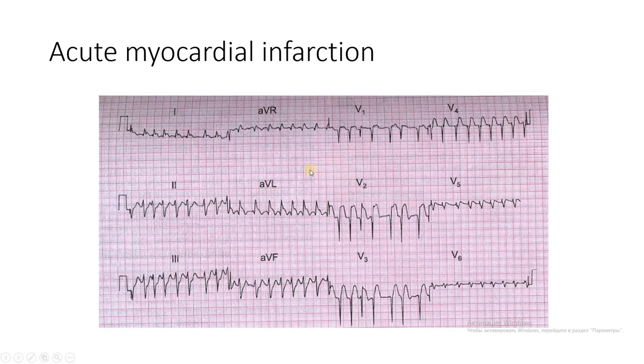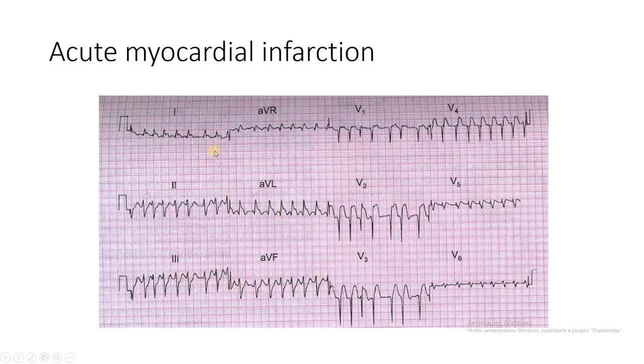Next one, acute myocardial infarction. Here we can see ST elevation in the first lead and AVL, and in V2, V3 we can see ST elevation. And opposite, in the third lead and AVF we can see ST depression.